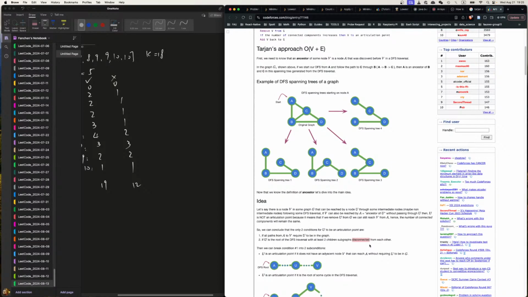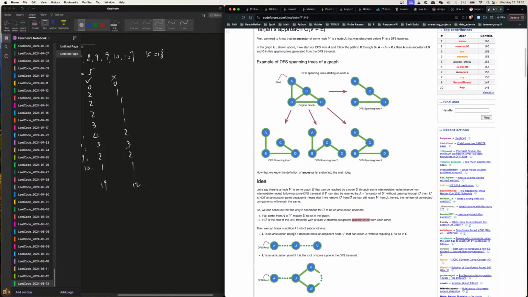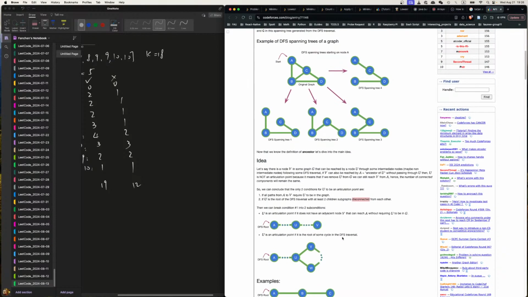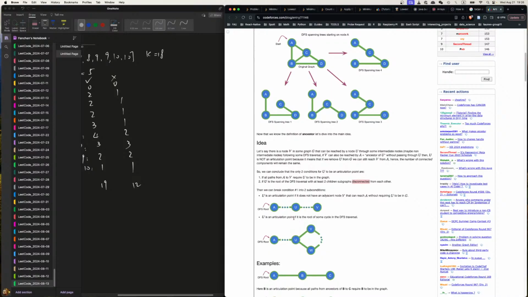Then we can break condition 1 into two subconditions. U is an articulation point if it does not have any adjacent node V that can reach A without requiring U to be in G. If it does not have an adjacent node V that can reach A without requiring U, or U is not an articulation point if it is the root of some cycle.